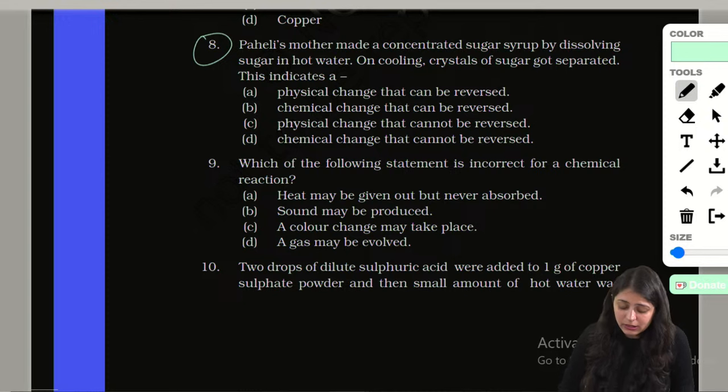Ma'am, will it end? Sony, we are doing physical chemical changes. Then just one more chapter and we'll end it. Another 10 minutes. Okay?